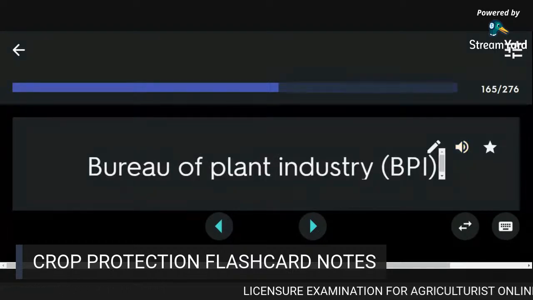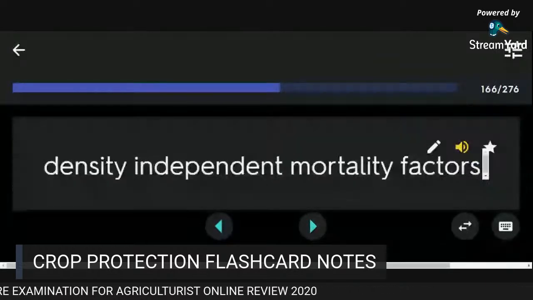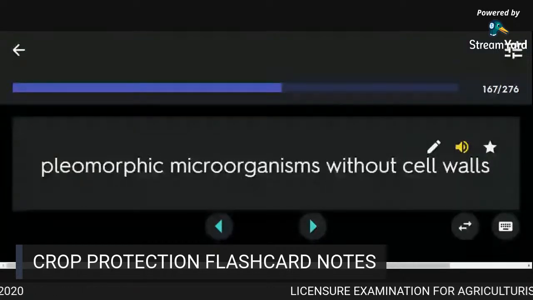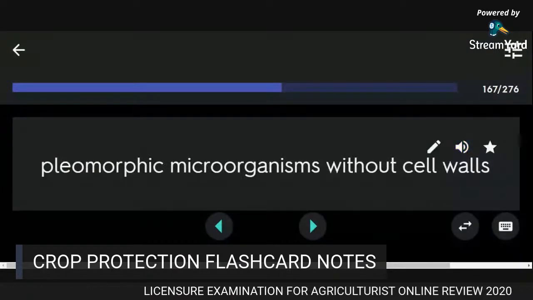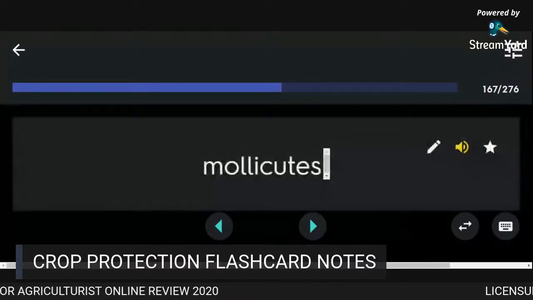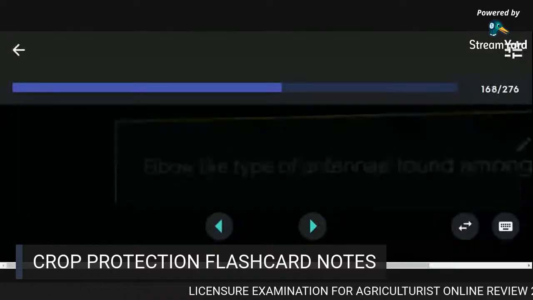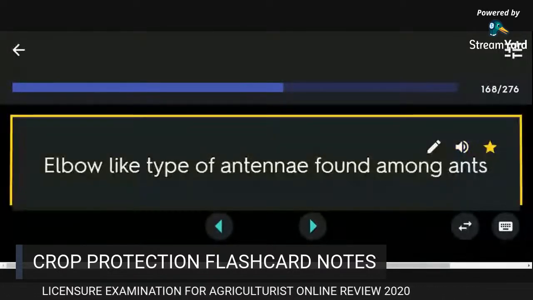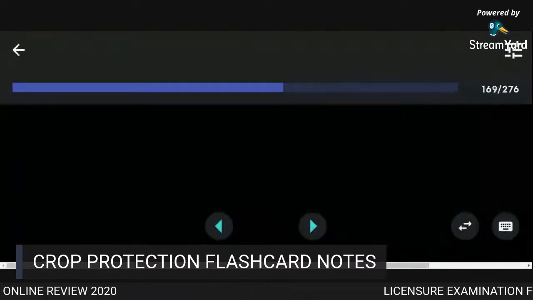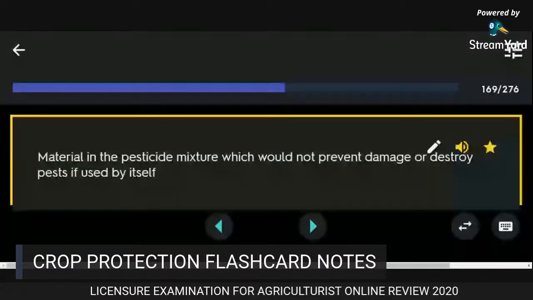Drought. Density independent mortality factors. Pleomorphic microorganisms without cell walls: Mollicutes. Material in the pesticide mixture which would not prevent damage or destroy pests if used by itself.